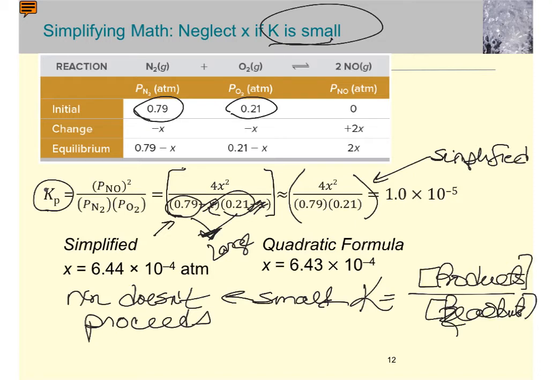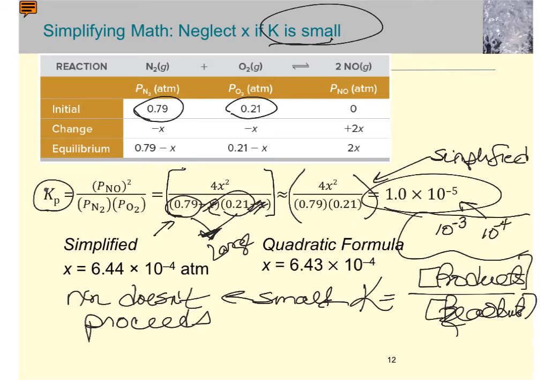Now, what's a small k? Check this out. That is a really small k, right? So I kind of have a rule of thumb. It's not 100% correct, but it's pretty good. If your k value is of the order of 10 to the minus 3 or even more negative, so 10 to the minus 3, 10 to the minus 4, 10 to the minus 5, etc., that is a very small k. The reaction won't proceed much at all, and any x's can typically be neglected when they are added or subtracted to an original concentration.